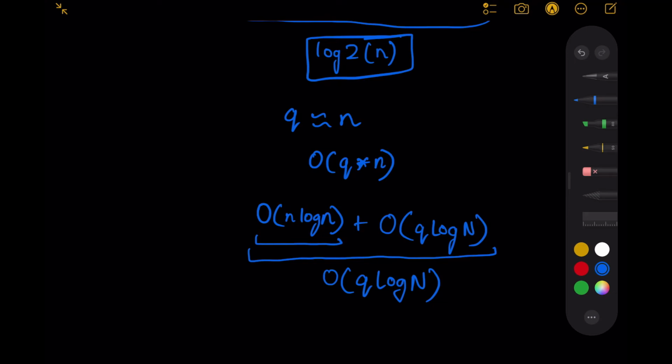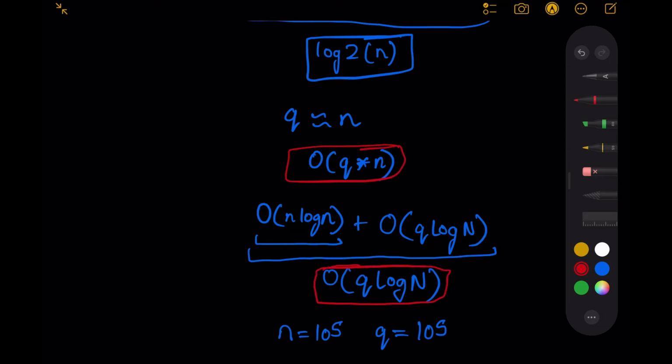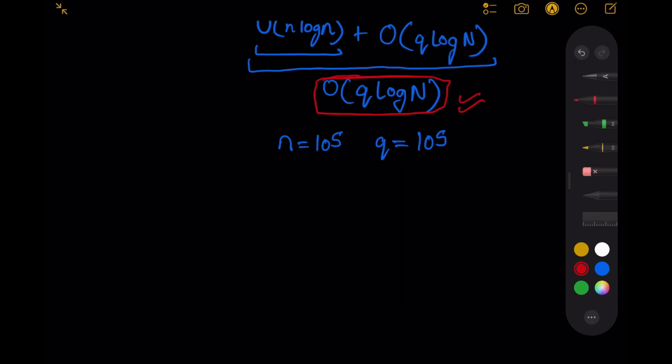Now assume that N is equal to 10 raised to power 5 and Q is also equal to 10 raised to power 5. You will see that linear search would not even work. So Q into N would not even work. And binary search, which is big O of Q log N, would work in this case.